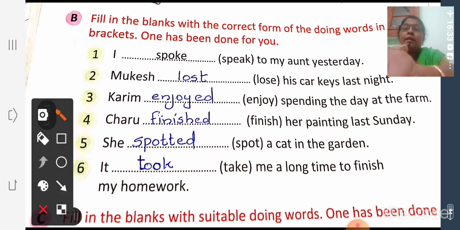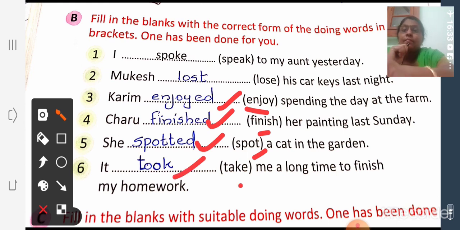Then I spoke to my aunt yesterday. Speak, when we write it in the past, the spelling changes completely: speak, spoke. Then Mukesh lose, lost. This is lose, lost. L-O-S-T is the past form. Then here enjoy, enjoyed, finish, finished, spot, spotted. Then this is consonant plus vowel plus consonant. Okay. Take, took. So these are its past forms.